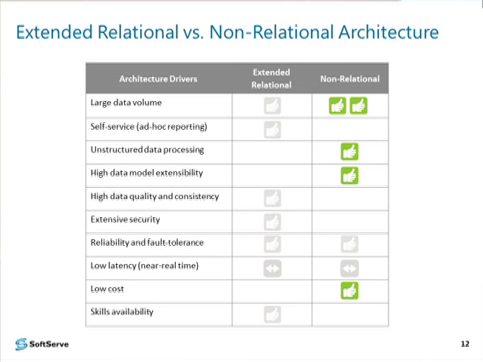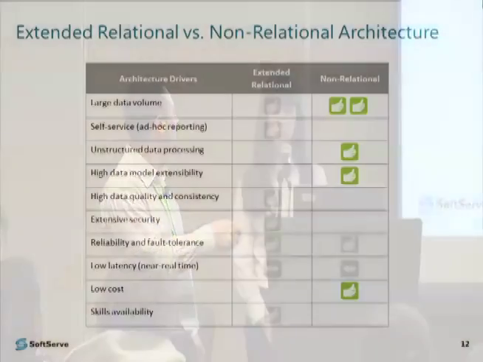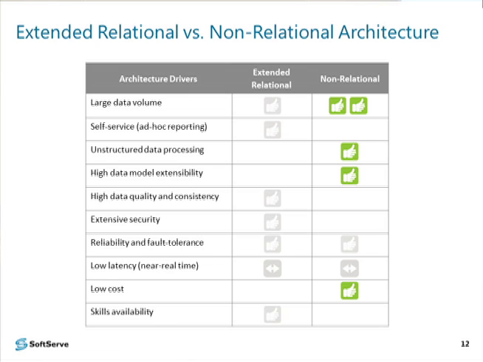Let's have a look at the strengths of a non-relational architecture. Large data volume. Hadoop, for example, can effectively process tens of petabytes, and compared to even MPP, even the extended traditional approach, this is a huge advantage. Unstructured data processing is non-relational technologies' forte. And high data quality and high data model extensibility as well, because they are schema-less, and you can change your data model on the fly in real time.